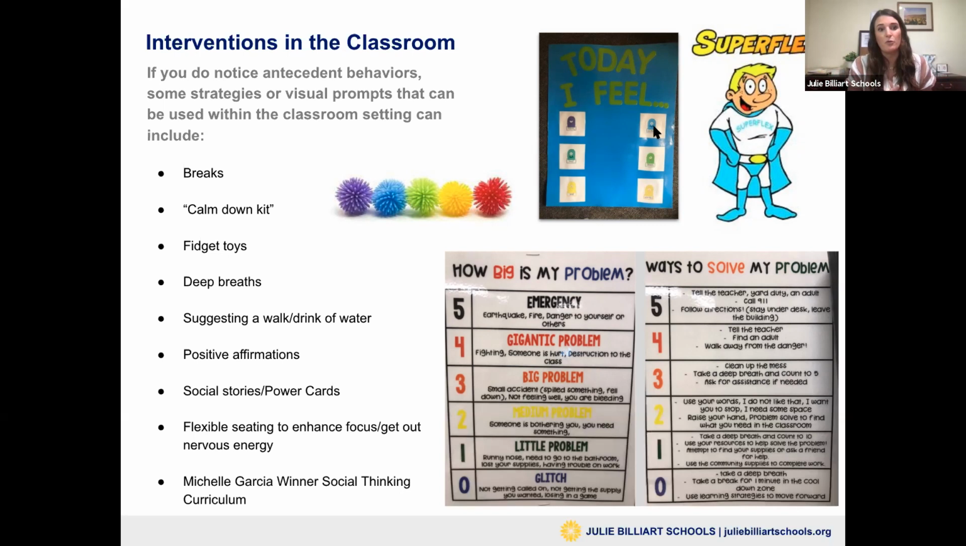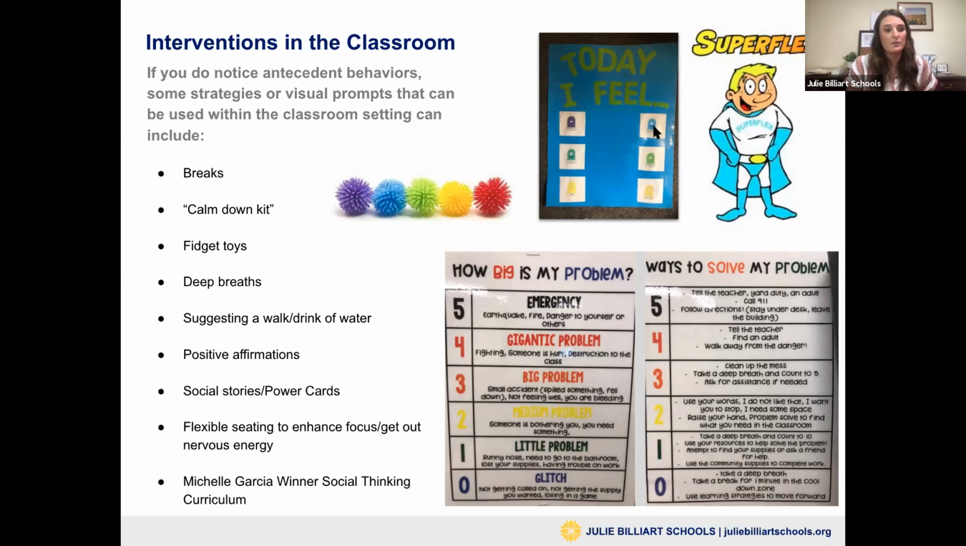So in order to catch those in the moment, we have lots of different strategies or prompts to be used within the classroom. I won't read all of these, but a few of these can include, again, like we mentioned, breaks, which are really big for our students, having a calm down kit, and fidget toys. Like here, these rainbow fidget toys on the screen are a lot of what we use. Again, not very distracting, easy just to hold in your hands and not make the other students around them distracted or not looking at the lesson. For the older students, this may look like a stress ball in the hand.